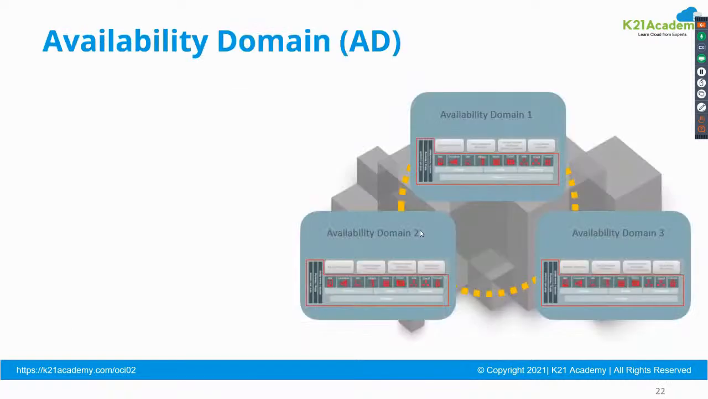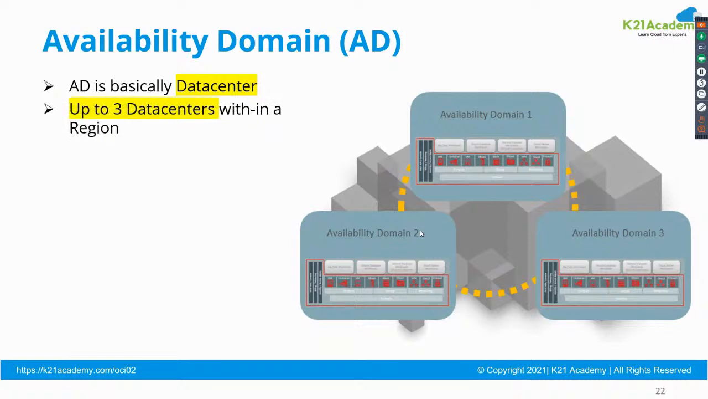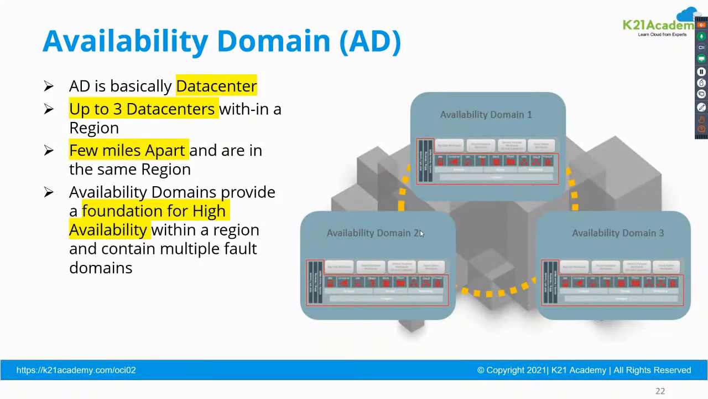Now let's have a closer look at what is in the availability domain. An availability domain is nothing but the data center, and it provides you the foundation for high availability within the region. So I can distribute my application across 2 data centers or across 3 data centers, if my region has 3 data centers available.